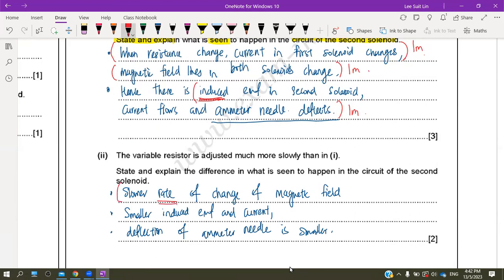So you mentioned slower rate of change. The word rate is important. If you don't want to use the word rate, what rate actually means is change per unit time. So there is less change per unit time for the magnetic field. That means maybe in 1 second, previously the magnetic field changed by 10. Now the magnetic field only changed by 2. Still a change, 2 is a change, but not as much in a given time. So there's a smaller current, and because of this, the deflection of the ammeter needle is smaller.